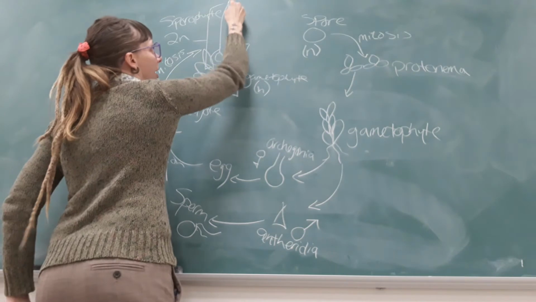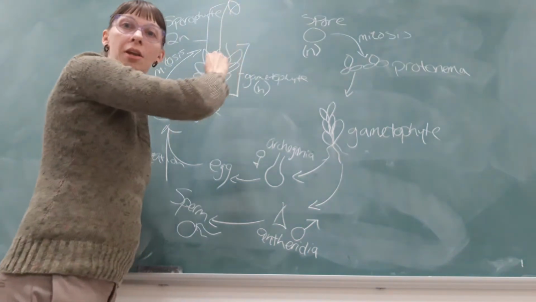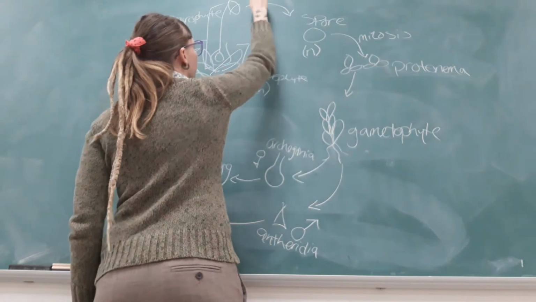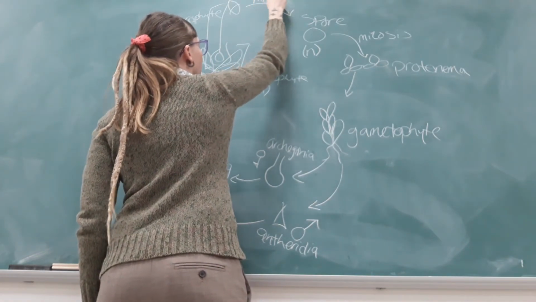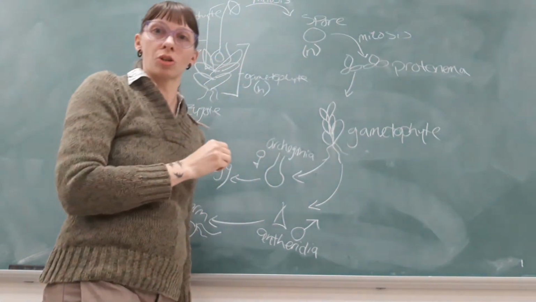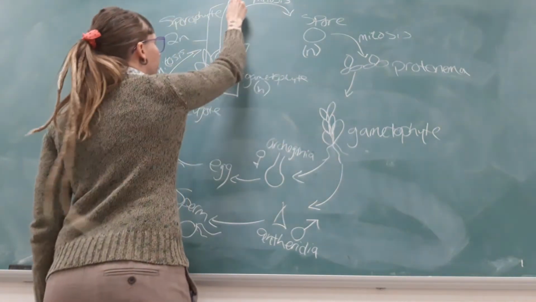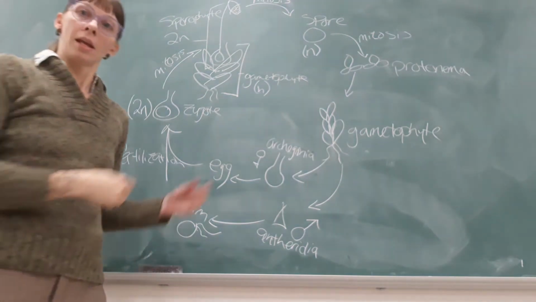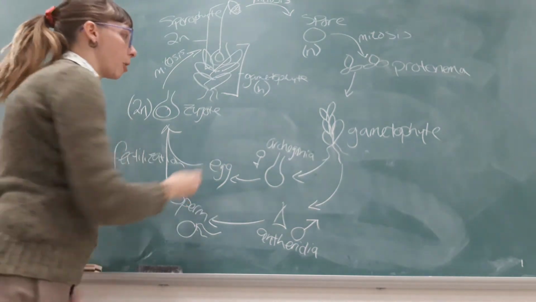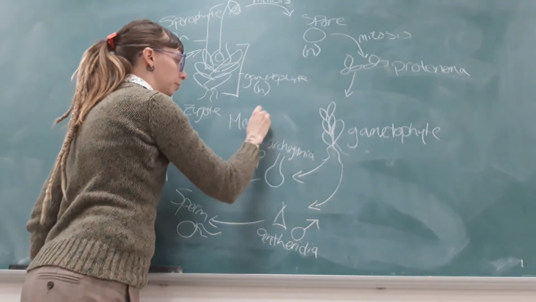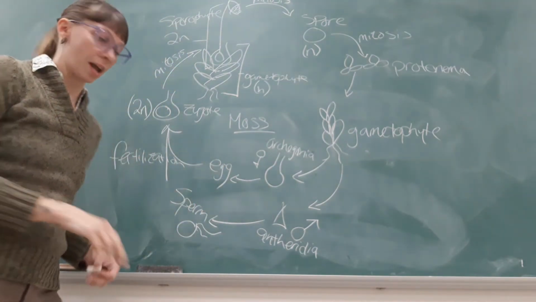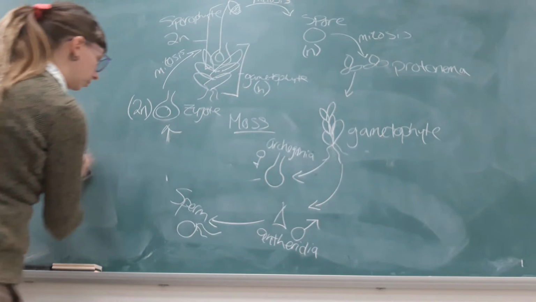In the sporophyte, we are going to undergo meiosis to produce spores, in a structure that's called the sporangium. So this is the life cycle of a moss. Next, we're going to compare that to the life cycle of a fern.